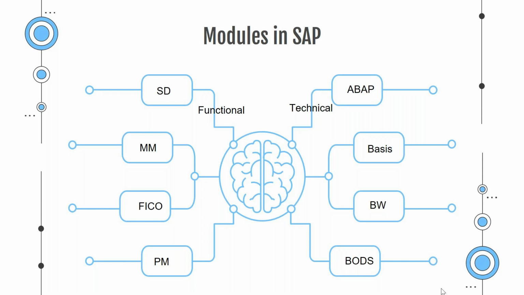Then finally we have BODS. BODS is a technical module which is not very much used in most of the projects. BODS is used to migrate data from one system to another system, from one database to another database. That means when there is a large amount of data that has to be transferred from one system to another system, only in those cases will the BODS tool or module be incorporated into the SAP system.